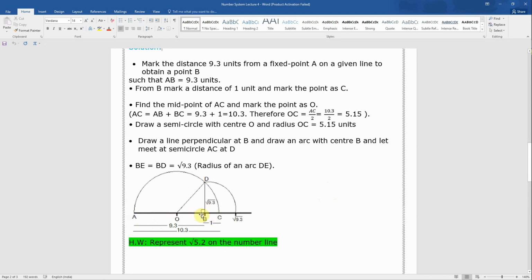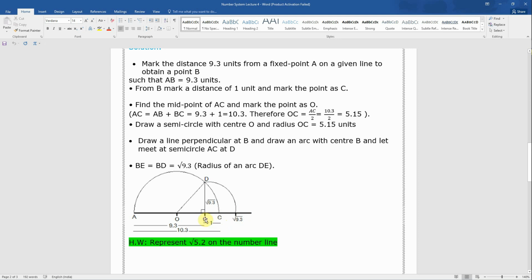We will bisect AC using a compass, and the bisected point is O. O is the point where the bisector will pass through. I will show you how the bisection is done. Once the bisection is done and point O is found, we will take the radius AO in the arc of the compass, and making O the center, we will draw a semicircle with AO as the radius.